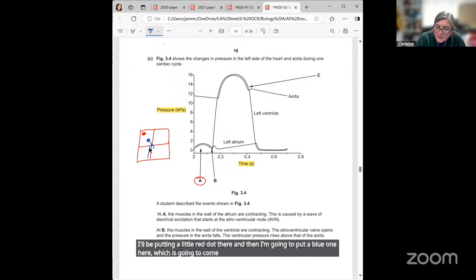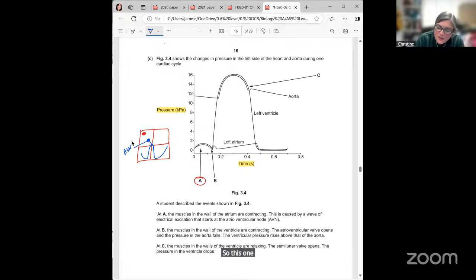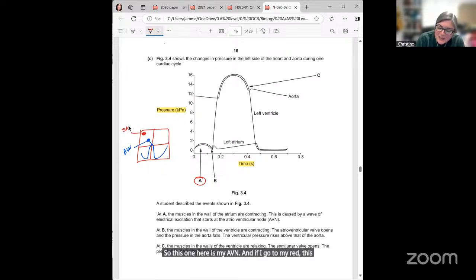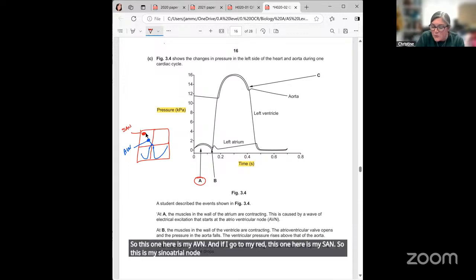It's going to split, and then it's going to go up through the conducting fibers, up through the walls of the ventricle. So then what you need to do is label. This one here is my AVN. And if I go to my red, this one here is my SAN, my sinoatrial node. My sinoatrial node is going to send the excitation across the atria, causing the atria to contract.